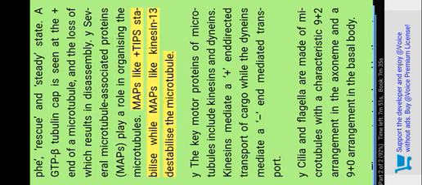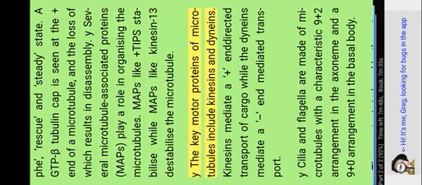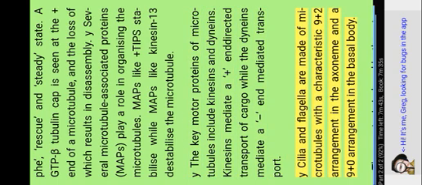MAPs like plus TIPs stabilize, while MAPs like kinesin 13 destabilize the microtubule. The key motor proteins of microtubules include kinesins and dyneins. Kinesins mediate plus end-directed transport of cargo, while the dyneins mediate minus end-directed transport. Cilia and flagella are made of microtubules with a characteristic 9+2 arrangement in the axoneme and a 9+0 arrangement in the basal body.